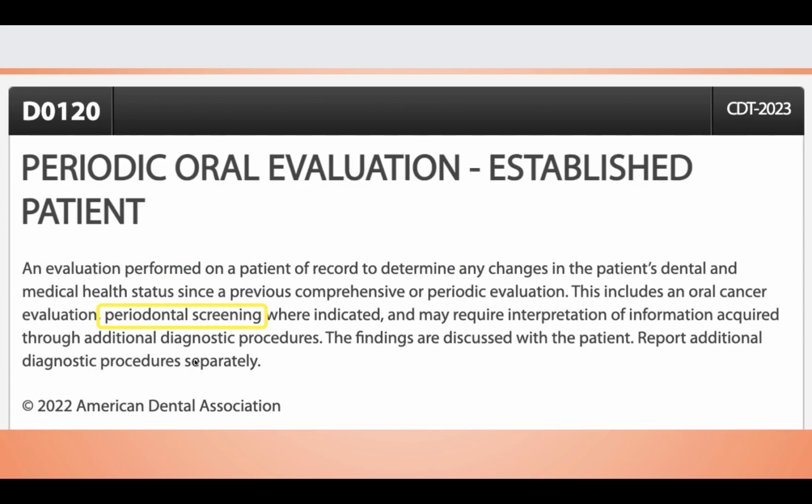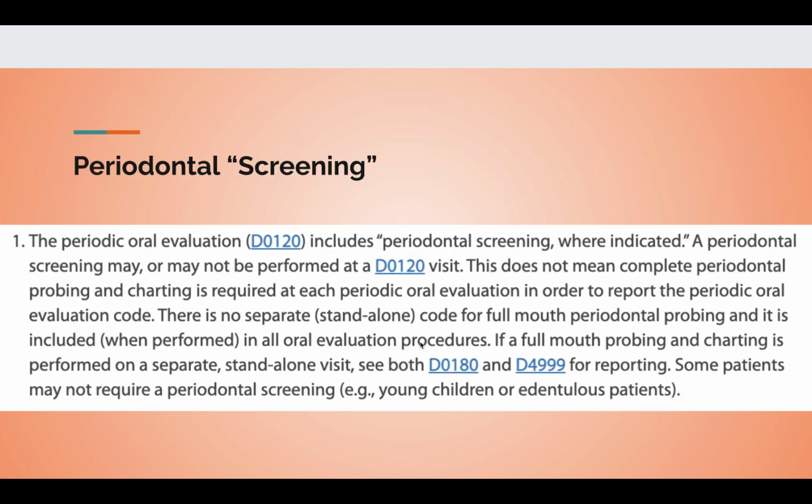So in that description, there was a term here, periodontal screening. What is meant by periodontal screening? So here, I'm going to a specific excerpt from Charles Blair's book. The periodic oral evaluation includes periodontal screening where indicated. Where indicated, what does that mean? Well, basically what they're saying is you don't need to do it on everybody. It's not an expectation unless defined by your state dental board.